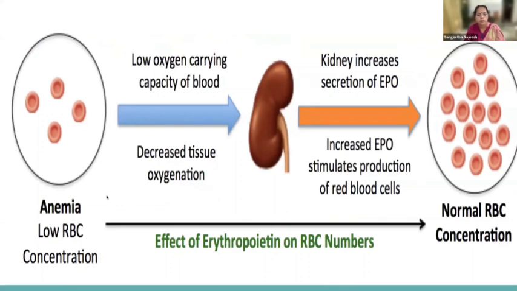In a normal person, whenever there is anemia, what will happen is there will be low oxygen carrying capacity of blood, and there will be decreased tissue oxygenation, and it will act as a sensor in the kidney for production of more erythropoietin by the activation of erythropoietin receptors, and the kidney will increase the secretion of erythropoietin. And this increased EPO will stimulate the production of RBCs, and the RBC level will come back to normal. That's how anemia is corrected.